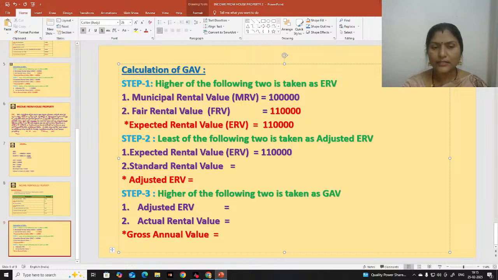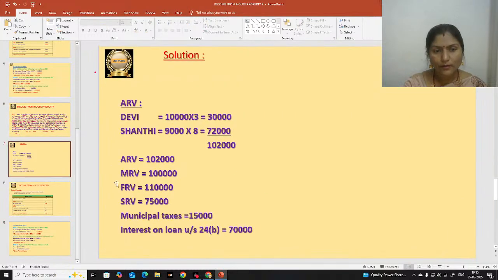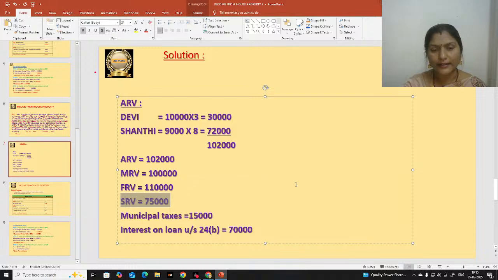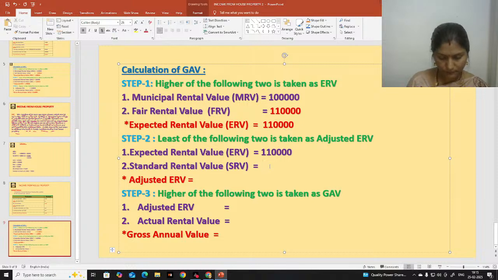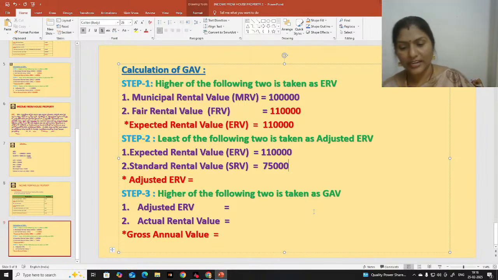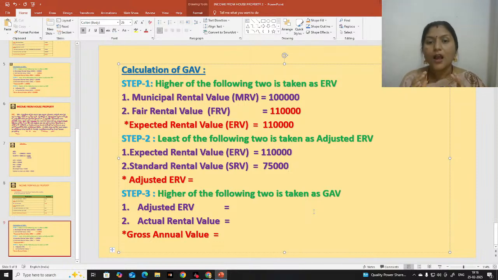Next, the second one is standard rental value. Standard rental value, short form is SRV. How much is it? You can see here, it is 75,000. Already I discussed with you, it is 75,000. Let us take 75,000 here. Okay. So out of these two, which one do we have to select? We have to select the least one. Okay, in the first step and third step, we select the highest one, but in the second step, we select the least one. Remember that point.